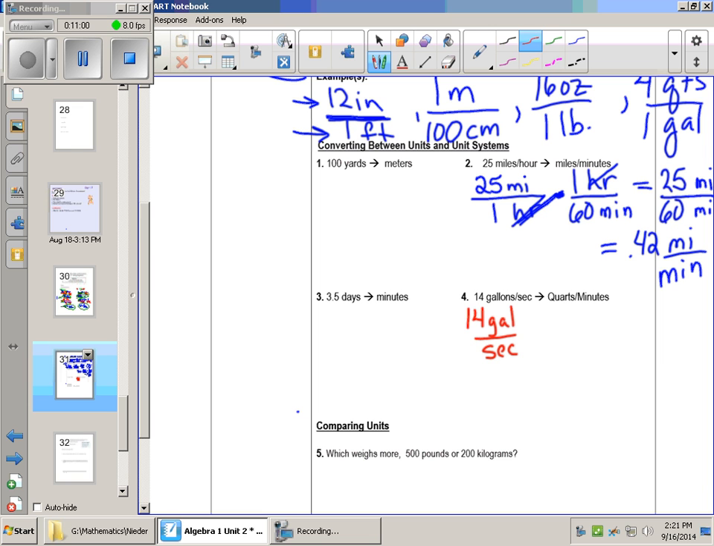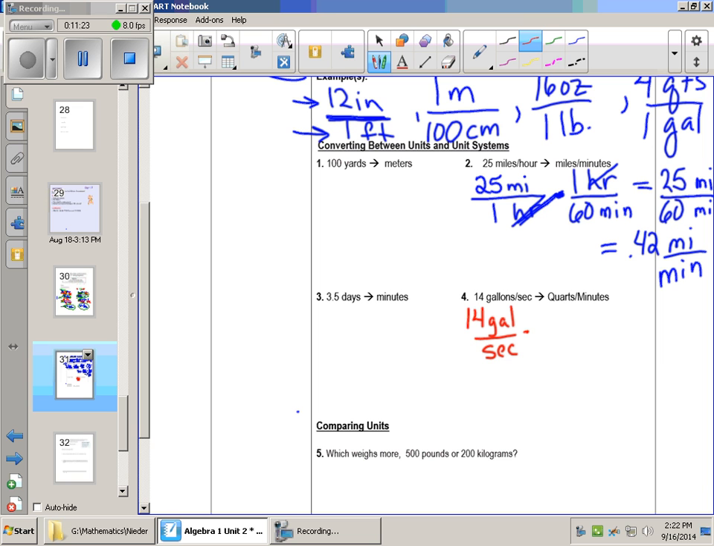So now not only are we changing one of our units, we're changing both. Gallons has to go to quarts and seconds has to go to minutes. It does not make any difference which one you change first. You'll get the same answer. So let's do the time first. I'm going to change seconds to minutes. So think to yourself, what's the conversion for seconds to minutes? What's the relationship? Well, I know there's 60 seconds in 1 minute, right?